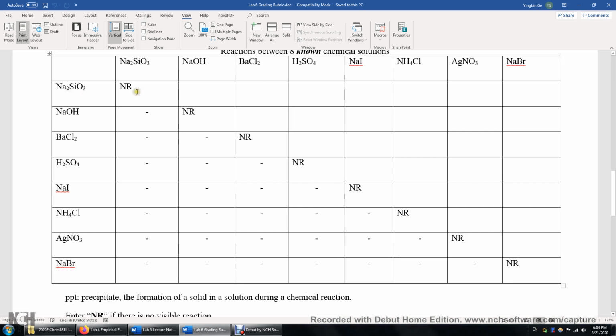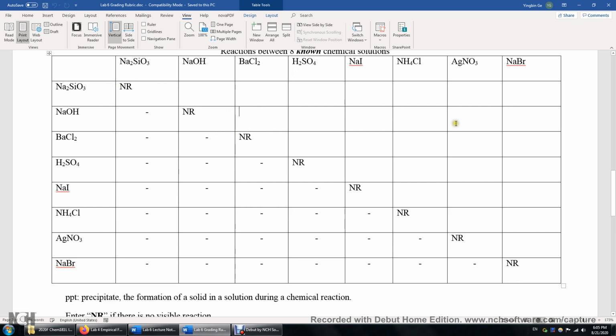However, you do not have to mix a compound with itself. Just put no reaction in this diagonal line. And also, if you mix sodium silicate with sodium hydroxide, do it only once. Put your observation here. You do not have to put any observation here as well, because this cell and this cell are for the same reaction, the reaction between sodium hydroxide and sodium silicate. And similarly, if you finished the reaction between sodium hydroxide and barium chloride, put the observation here, but not here. Right? Do not repeat the same reaction.